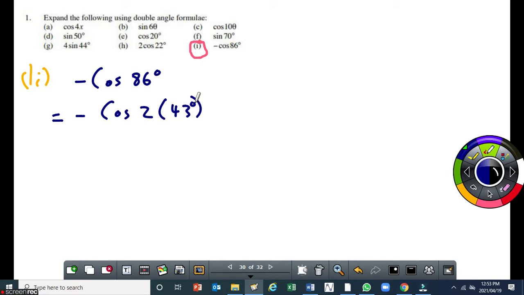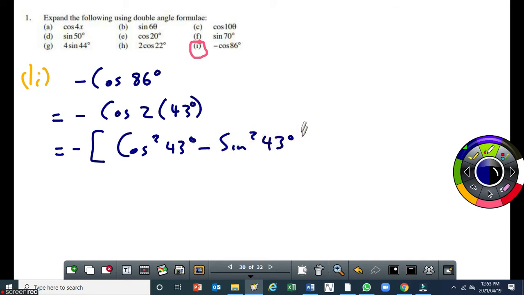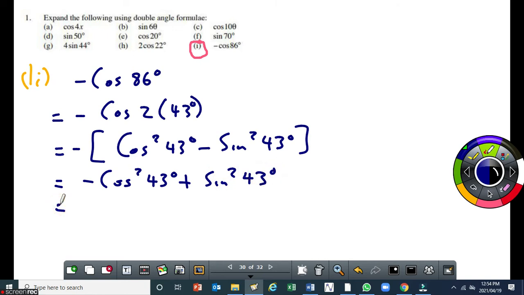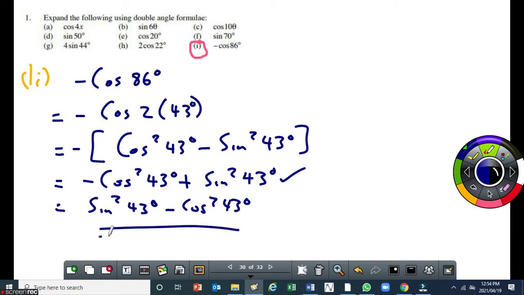So I can write this as minus open square bracket cos squared 43 degrees minus sine squared 43 degrees. If I remove the brackets, I'll end up having minus cos squared 43 degrees plus sine squared 43 degrees, which I can write by swapping the sine and cos as sine squared 43 degrees minus cos squared 43 degrees. I'm going to leave my answer there like that.